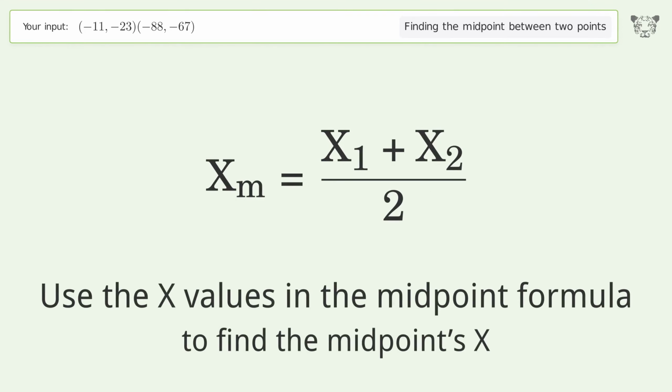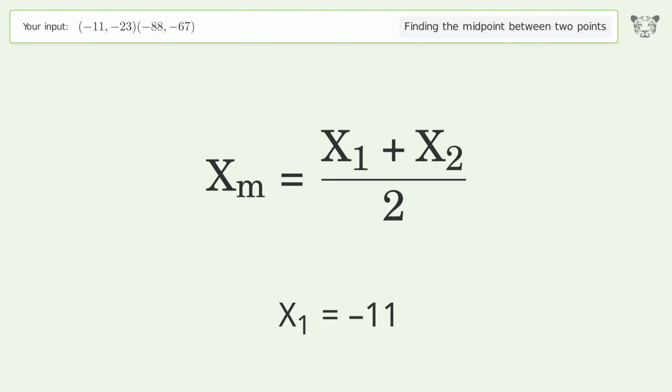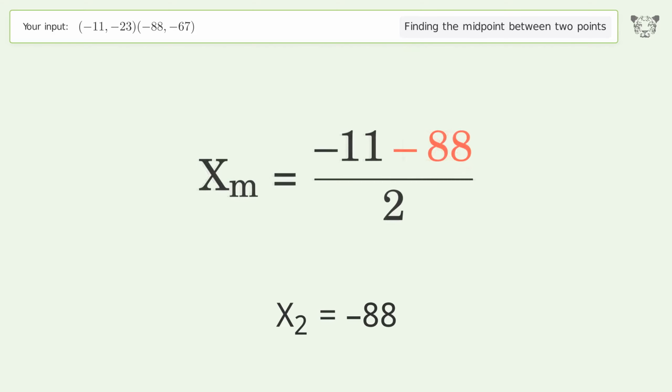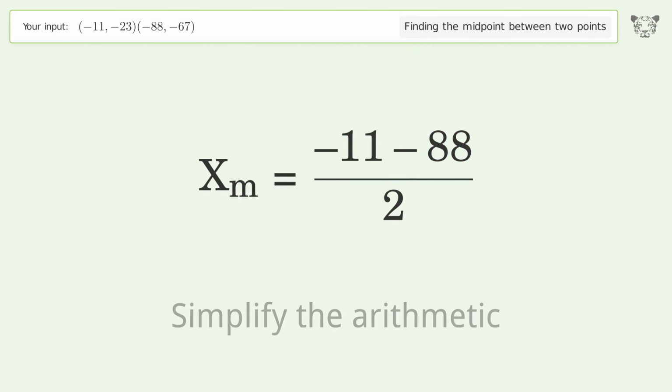Use the x values in the midpoint formula to find the midpoint's x. x1 equals -11. x2 equals -88. Simplify the arithmetic.